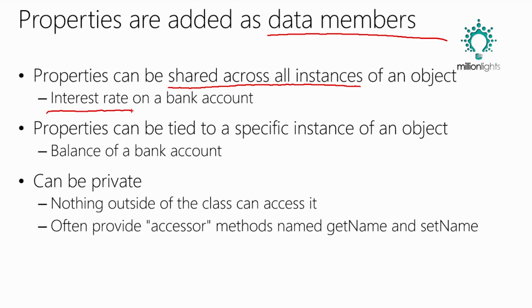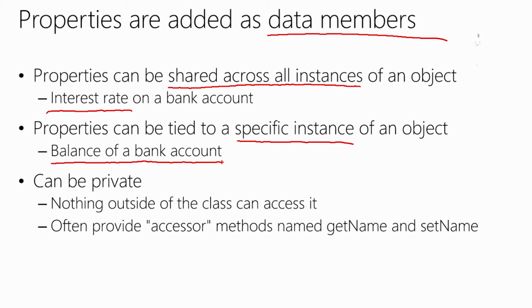That, let's say for our little sample here, the interest rate was going to be the same across all bank accounts. So we don't want to define that multiple times, because it could potentially change on one and not another. So we can set that up so it's going to be shared across all items. Or we can tie it to a specific instance, sometimes known as an instance data member or an instance property. And that would be, for example, the balance of a bank account, because after all, not every bank account is going to have the same balance.